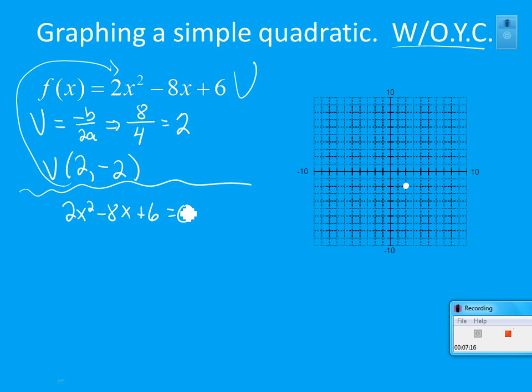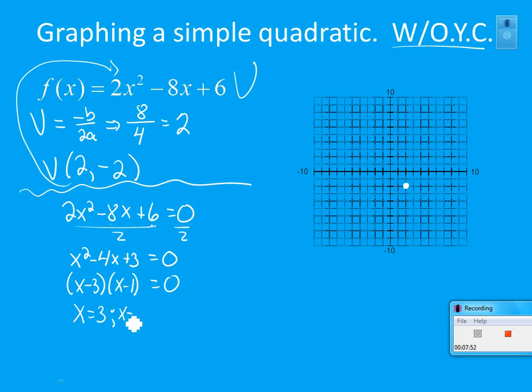I could try to factor it from there, but I'm going to divide everything by 2, because I notice 2 goes into everything, and I'm going to do it to both sides, so that's okay. So I'm going to get x squared minus 4x plus 3 equal to 0. Now I'm going to factor that into (x minus 3)(x minus 1) equals 0. So when I go get my 2 x-intercepts, one of them is going to occur at 3. The other one's going to happen at 1. So as ordered pairs, I got (3, 0) and (1, 0).